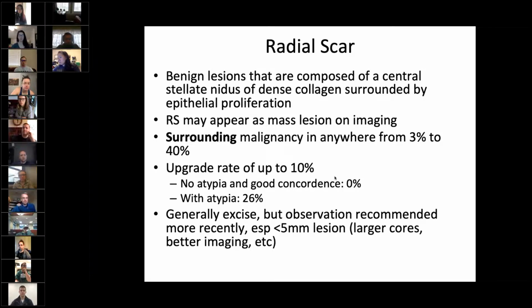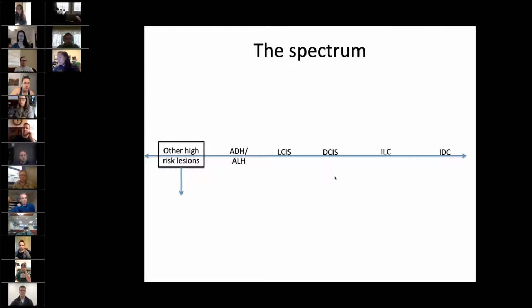Okay. So kind of boiling this down, other high-risk lesions, probably going to do an excisional biopsy. There's some data for observing these things, but on your ABSITE, on your boards, I would just do an excisional biopsy to be safe. You can talk about, if you have good concordance with no atypia, there's potential to observe, but probably just take it out.